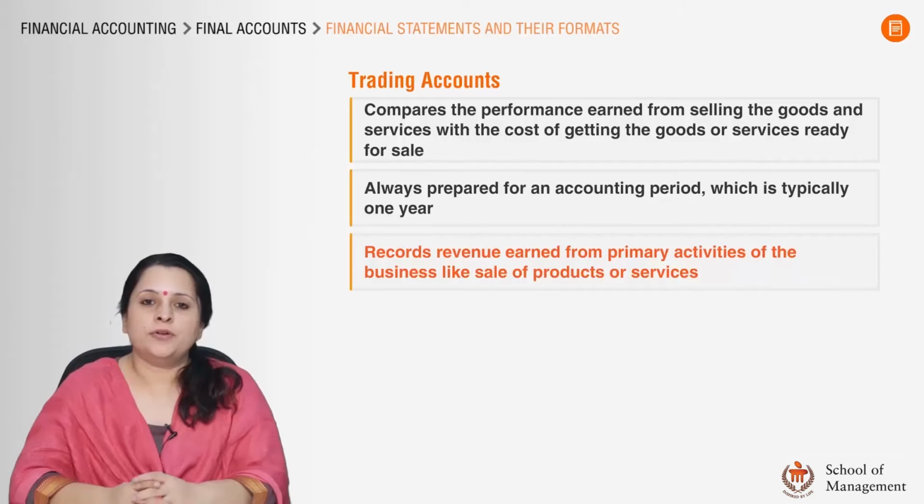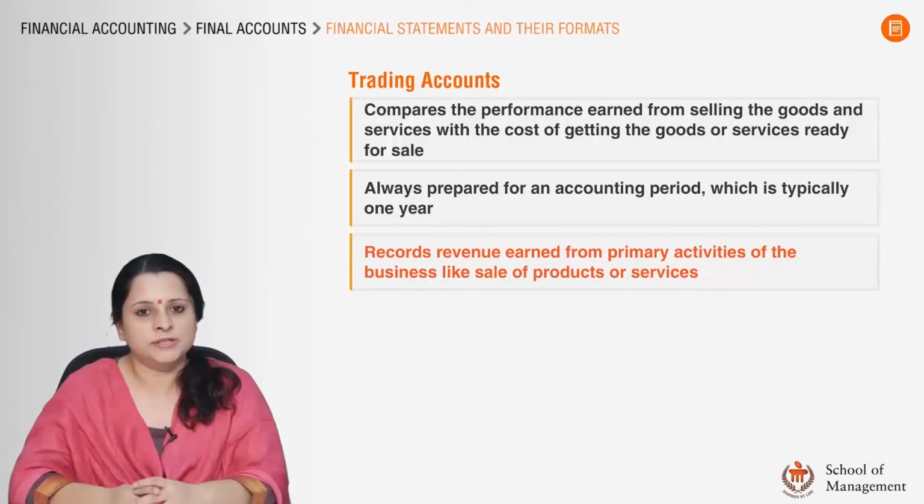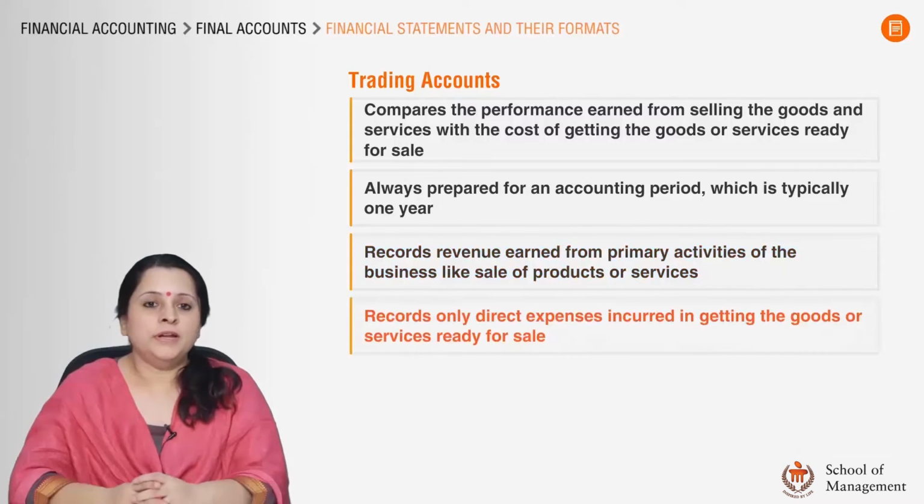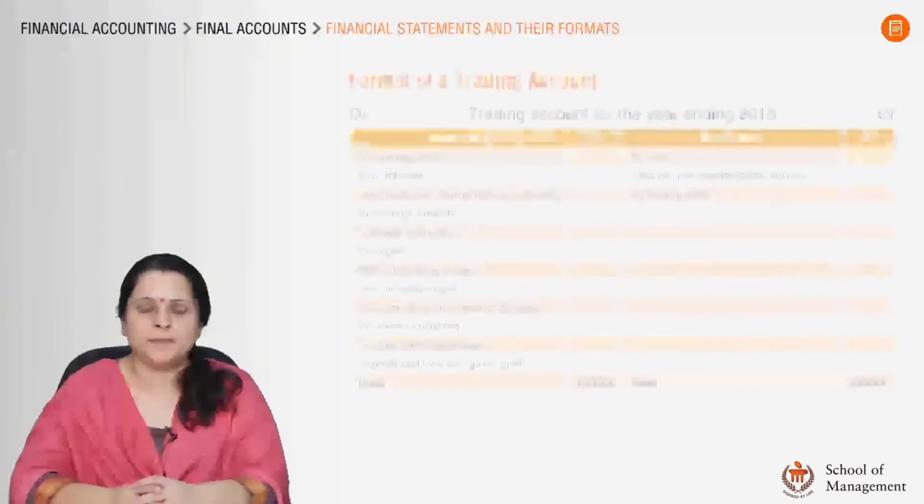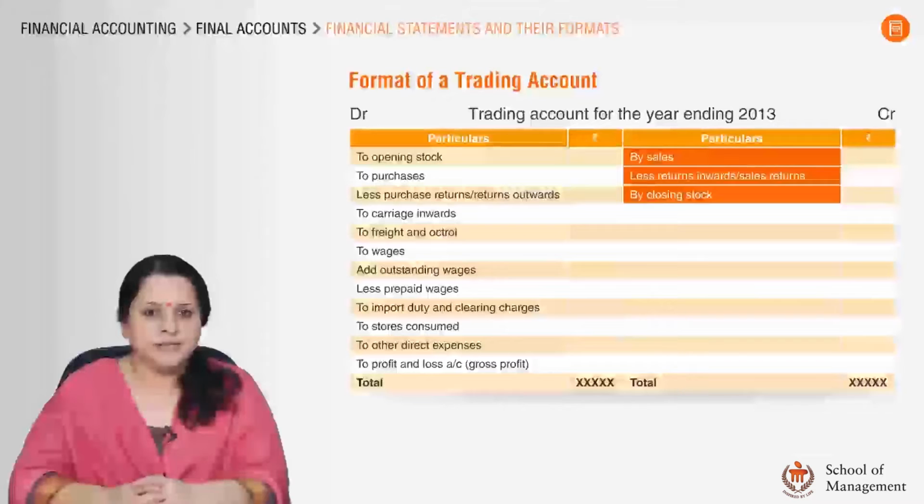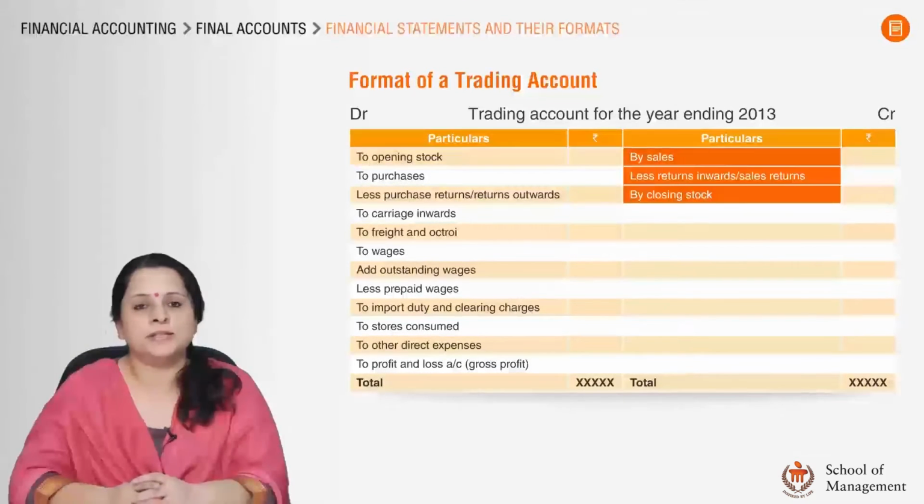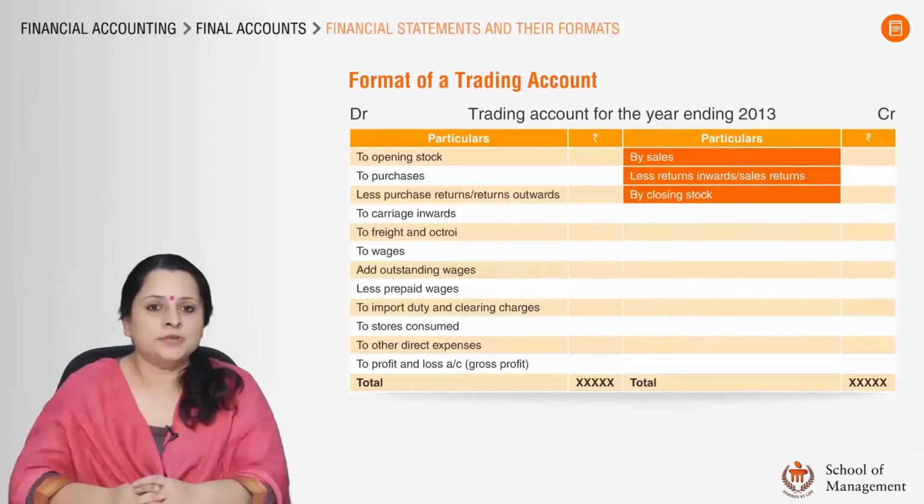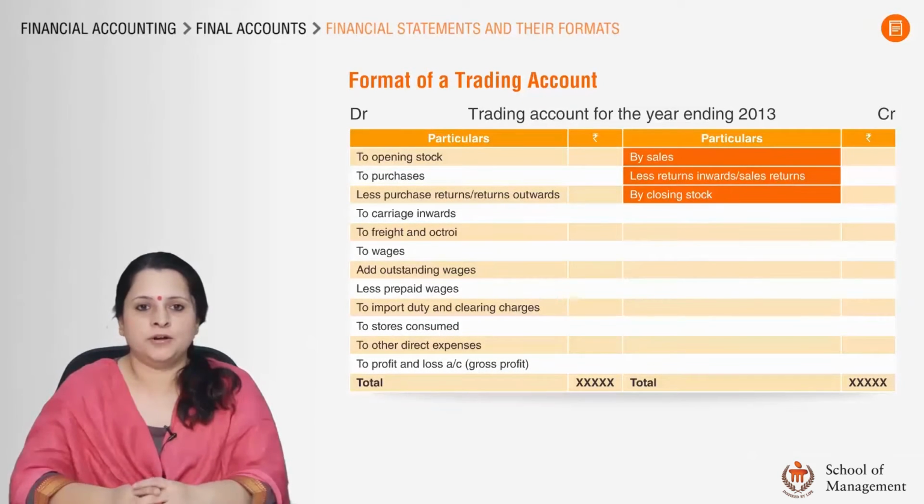Revenue earned from the primary activities of the business, like sale of products or services, is recorded in the trading account. Only direct expenses incurred on getting the goods or the services ready for sale would be recorded in the trading account. So, the trading account has net sales, that is gross sales minus sales returns, and closing stock on the credit side of the account.